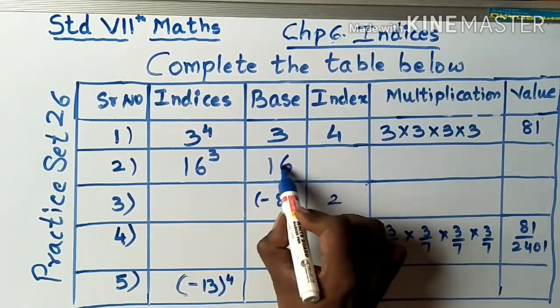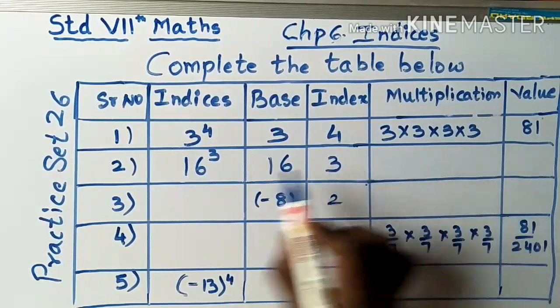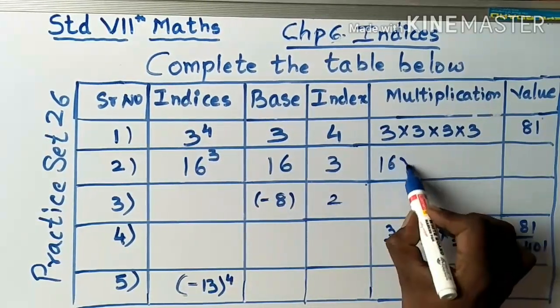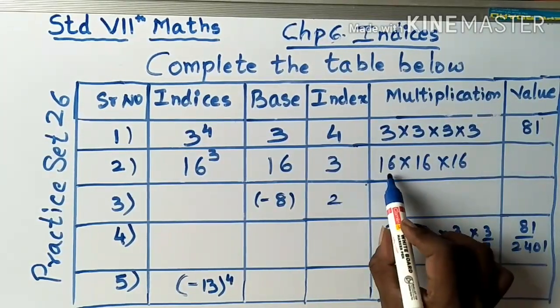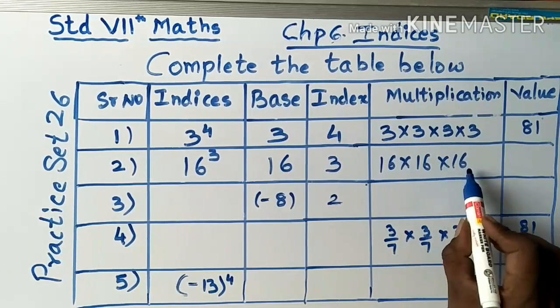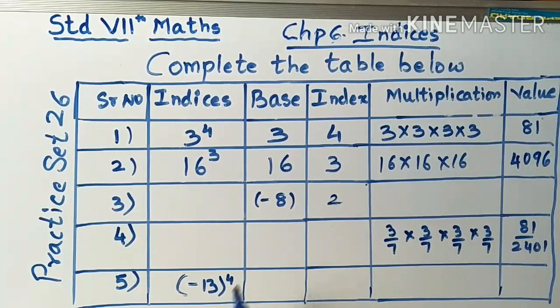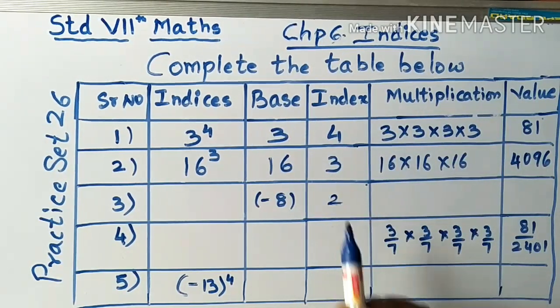16 is the base, 3 is the index. Multiplication: 16 should be multiplied 3 times, 16 into 16 into 16. Now when you multiply this 16 into 16 into 16, you get the answer as 4096.